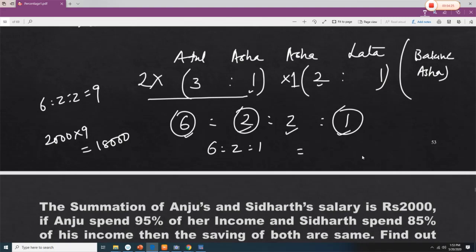So 6 plus 2 plus 1 is equal to 9, and 2000 is the income. So 9 is the total income. So 18,000 is the total income.